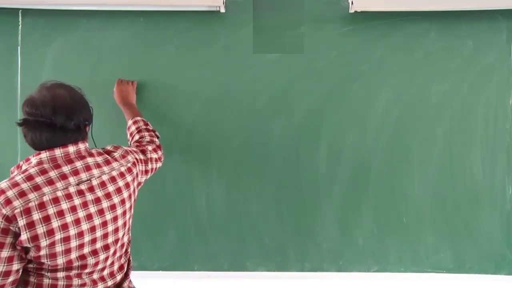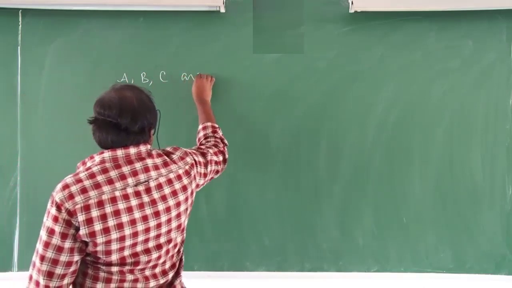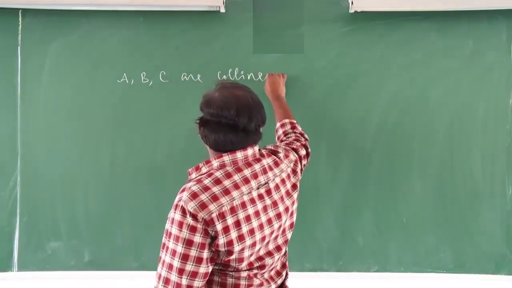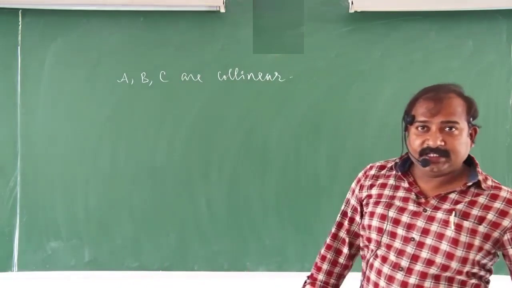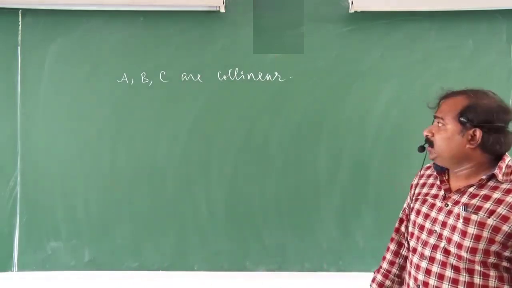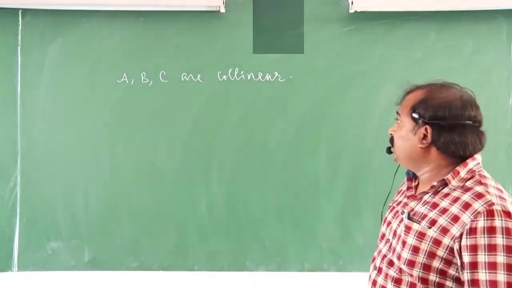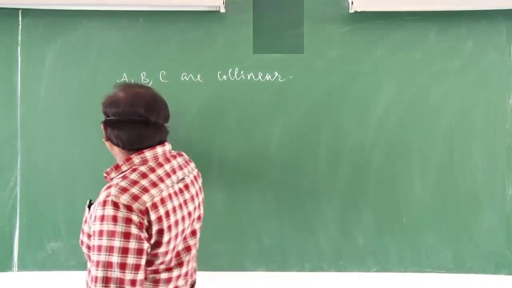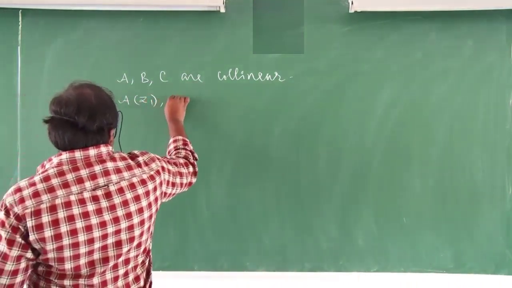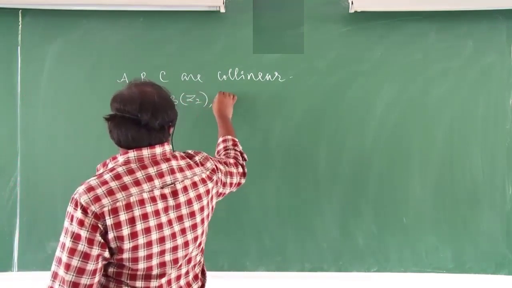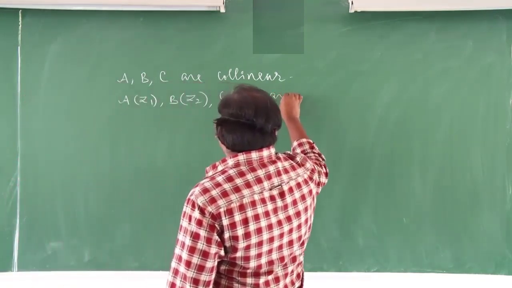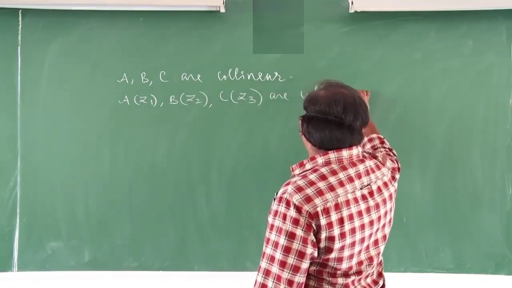Next one, one more example they have given. One concept here. For example, collinear. For example, 3 points are given. 3 points means here let them be A comma B comma C, if they are collinear. Here you may take A of Z1, B of Z2, C of Z3 as the points. These are collinear.